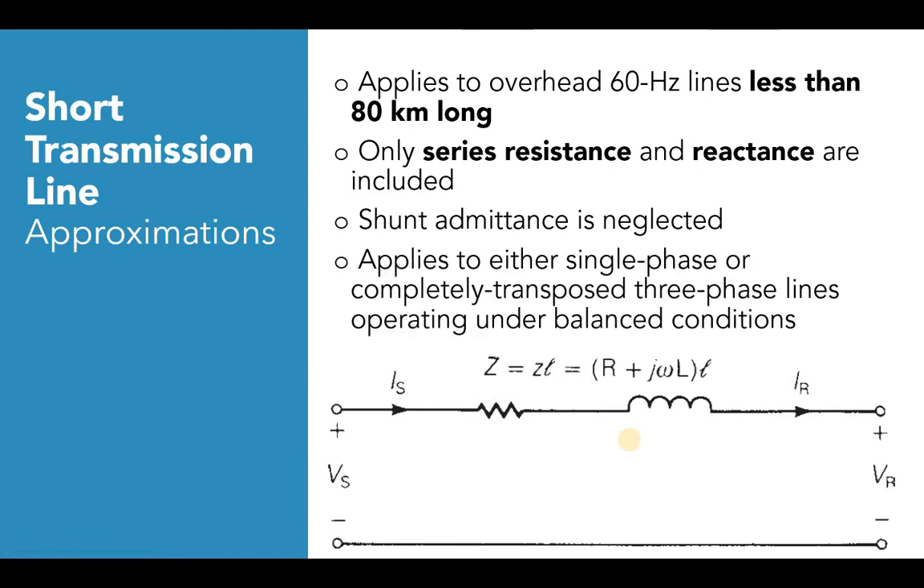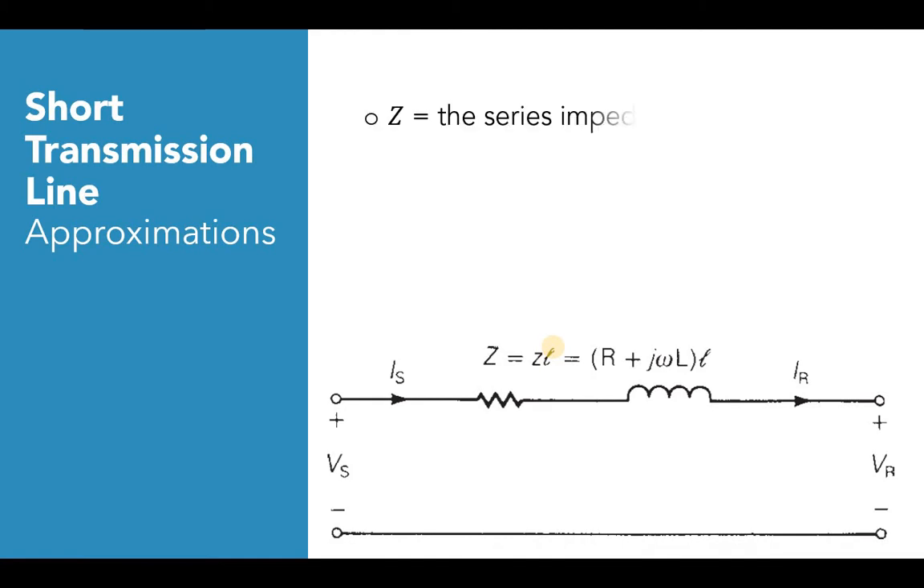This short transmission line can be applied to either single-phase or completely transposed three-phase lines, and our assumption is they are operating under balanced conditions. So it is as if they are already transposed and balanced. Your Z is the series impedance, and this is applicable for both single-phase and three-phase lines.